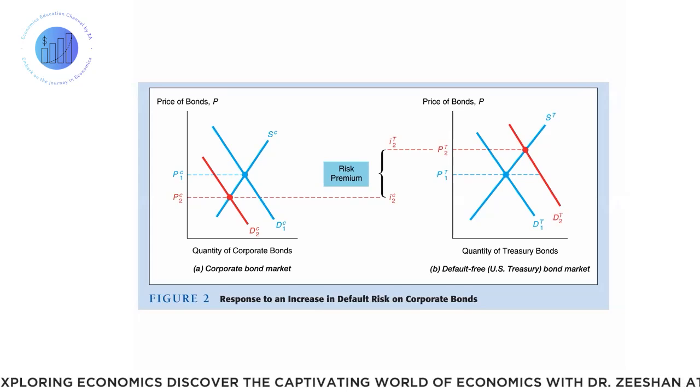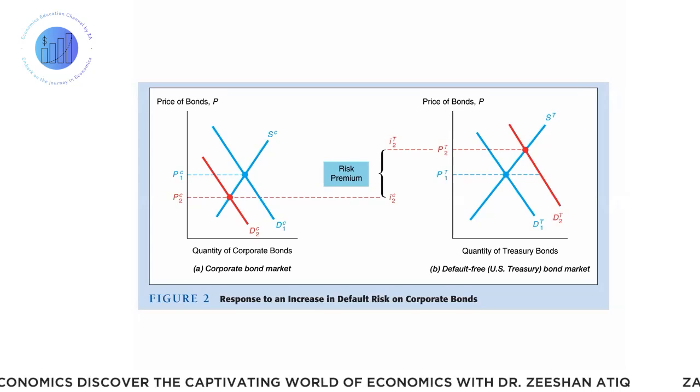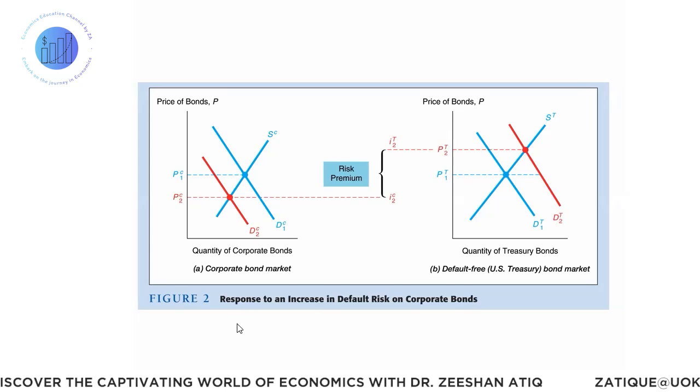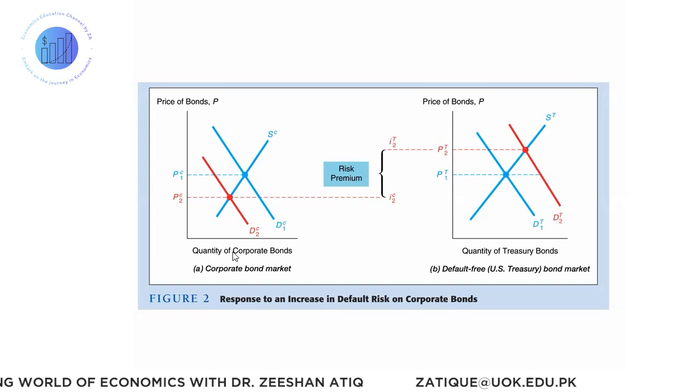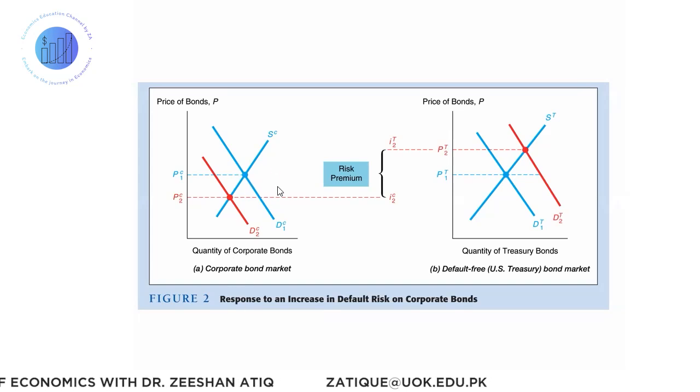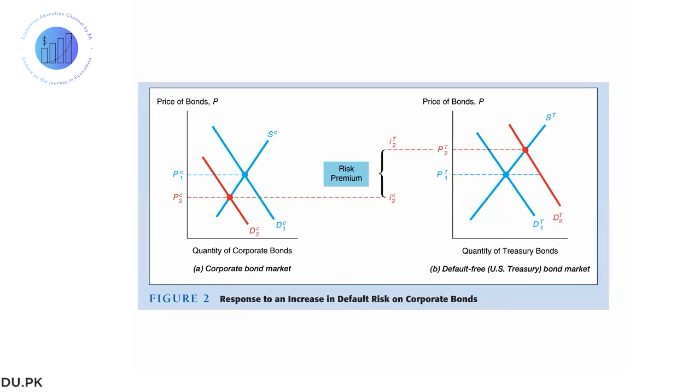Now, what exactly is happening here? Say, for example, if you look at this situation here, if the default risk increases, what happens? The demand for the government bonds increases. Like, say, for example, look at here. When the default risk of the corporation increases, what happens?